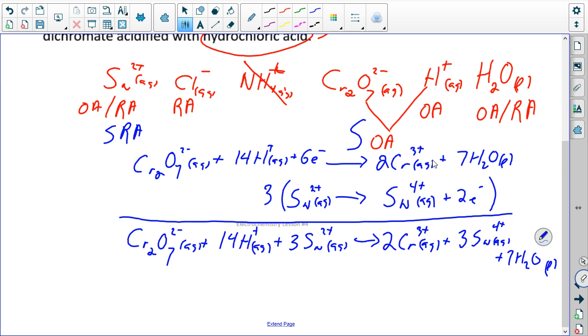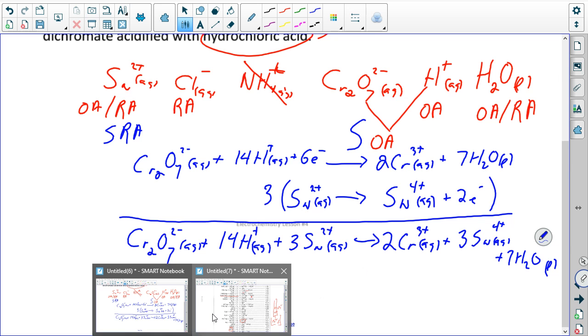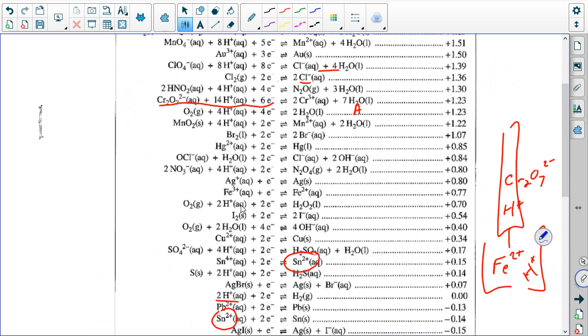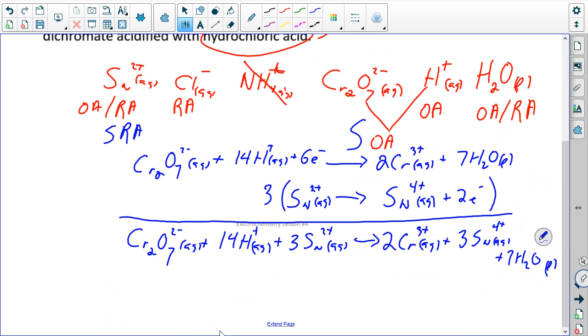Okay. Now, again, go back to your data booklet. I have my dichromate up here. I have my tin 2 down there as my reducing agent. That is going to be a spontaneous reaction.